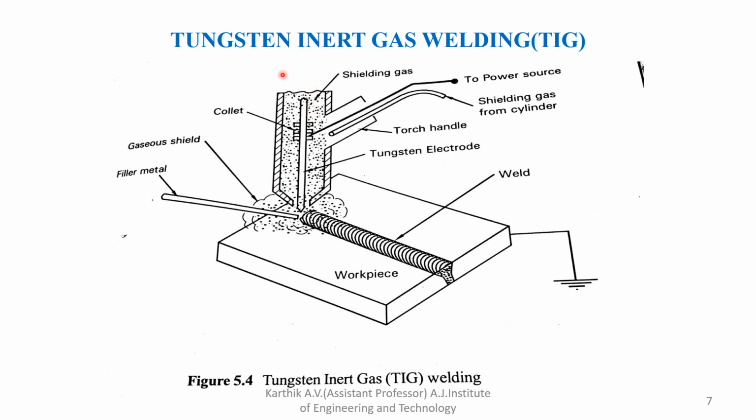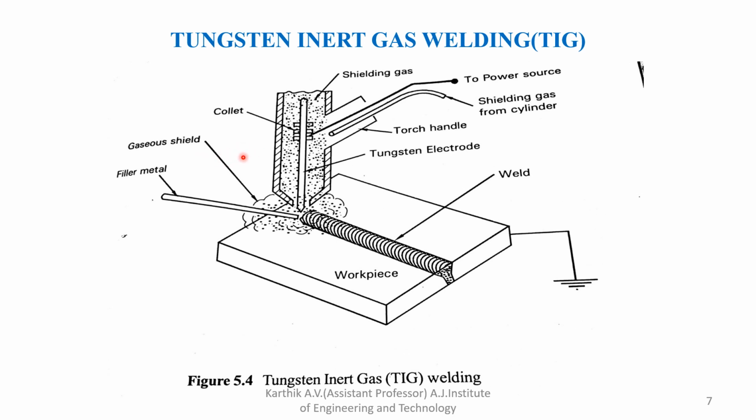Along with that, we are separately supplying the shield gas from the cylinder. The proportion is mixed here only. Argon is used as the shield gas. Argon is a good oxidizing agent. So we supply argon from the cylinder to the electrode parts, and it acts as a gas shield.